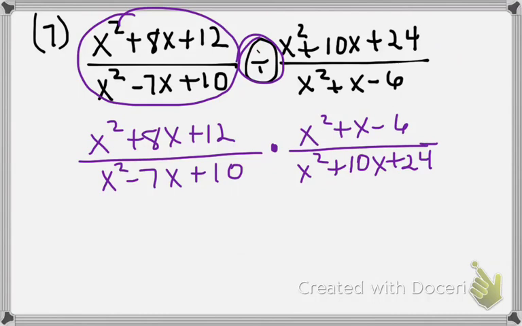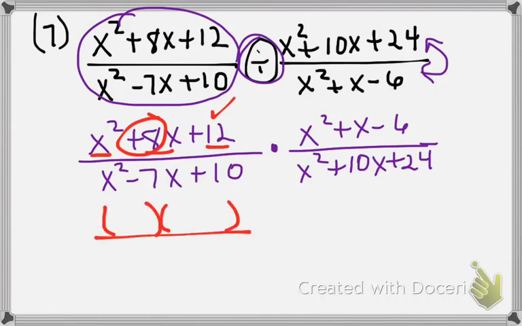All right, so keep, change, and then flip. Once we've done that, then we're going to factor. So all of these have 3 terms. So on each of them, we're going to find what multiplies to the end number and adds to the middle number. So for the first one, what multiplies to be 12 and adds to be 8? I'm going to go with 6 and 2.